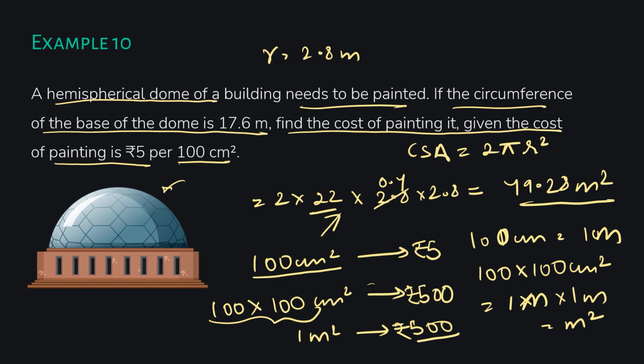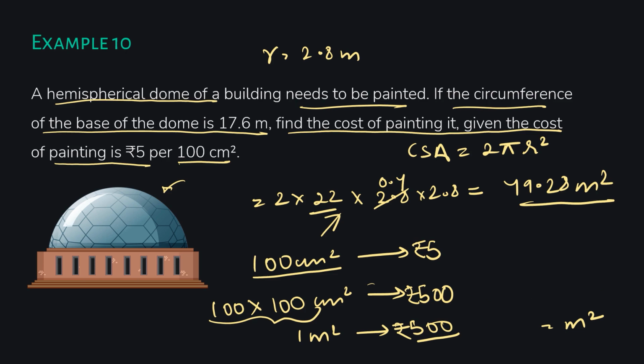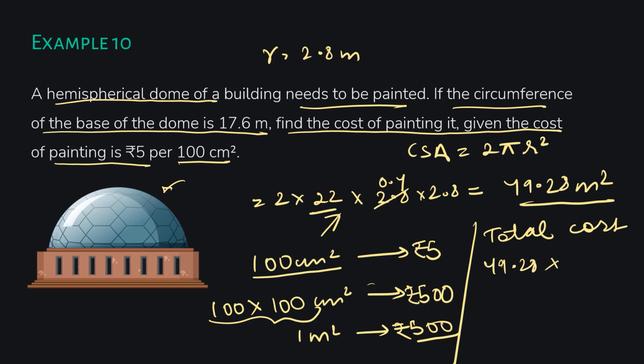Now we have to paint 49.28 meters square. So to find out the total cost, we multiply this CSA value with our painting rate. So our total cost will be 49.28 into 500 rupees, which will give us 24,640. So this is the amount of price that we have to pay to get our dome painted.